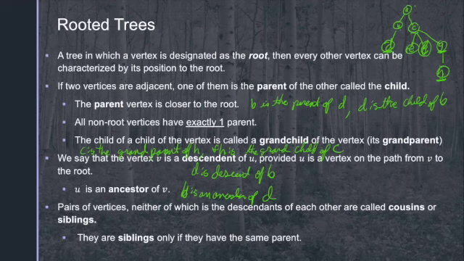Pairs of vertices, neither of which are descendants of the other, are called cousins or siblings. So in this case, D and E are cousins, because they're not descendants of each other, and D and C are cousins, but siblings only have to have the same parent. So here we have E, F, and G are siblings.